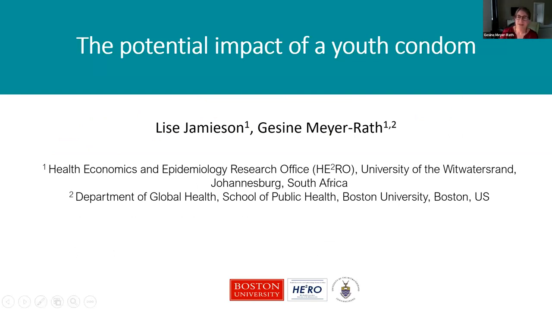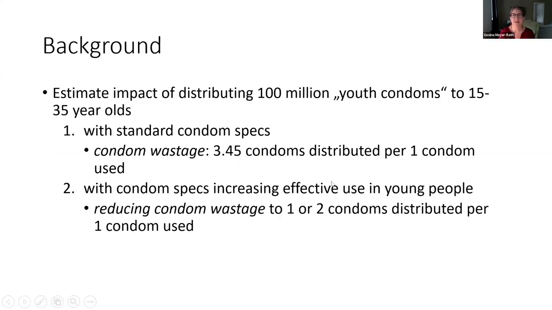We also did a very small analysis looking at the potential impact of a condom, especially branded and targeted at young people. Here we looked at the impact of distributing, on top of the 1 billion condoms that we're distributing in South Africa every year, another 100 million youth condoms to 15 to 35-year-olds in two different ways, either with standard condom specs. And for those of us not in South Africa, we have a government branded condom.